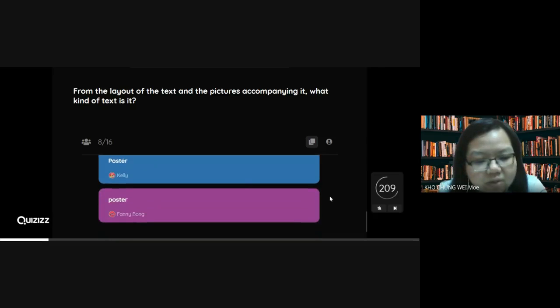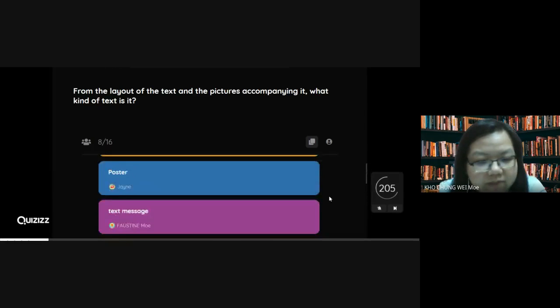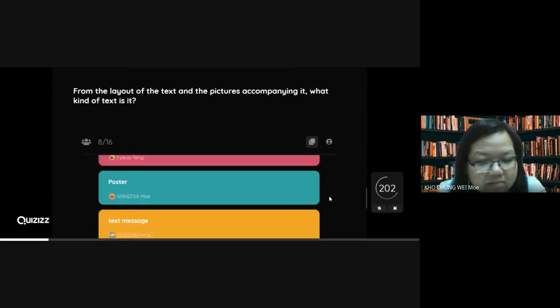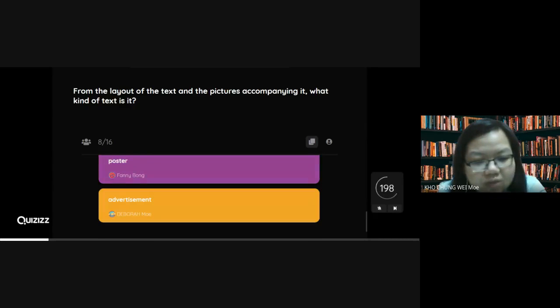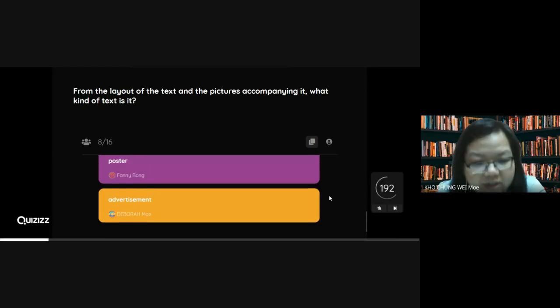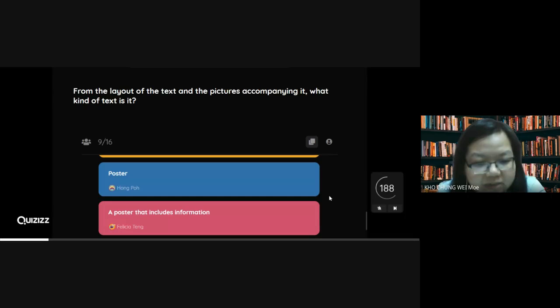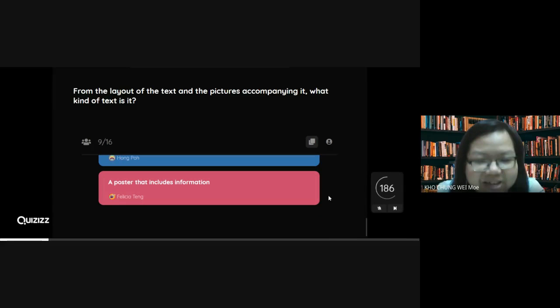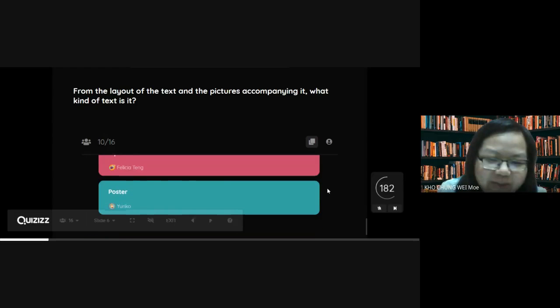All right, so poster. Apart from poster, any other answer? It could be a poster if there's a bit less words. All right, it's an advertisement. Right, maybe that's getting closer. Okay, HomePod still says a poster. It's a poster that includes information. Okay, that's being very smart, Felicia.